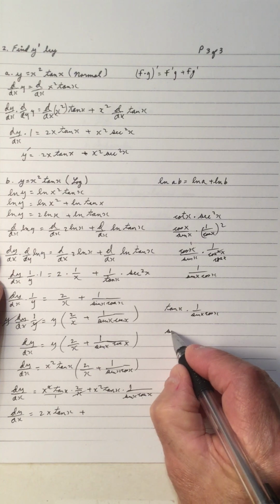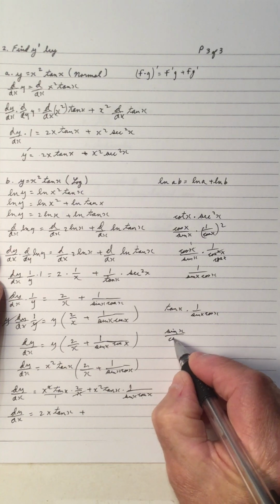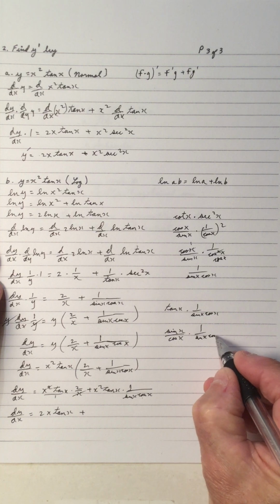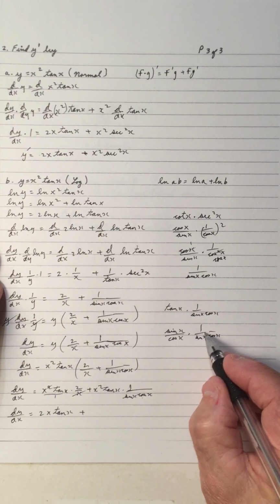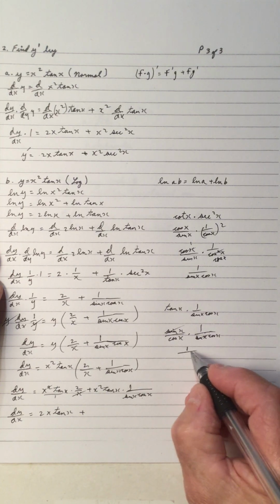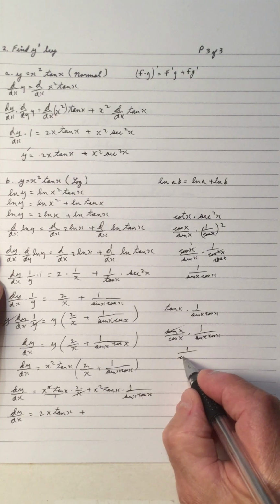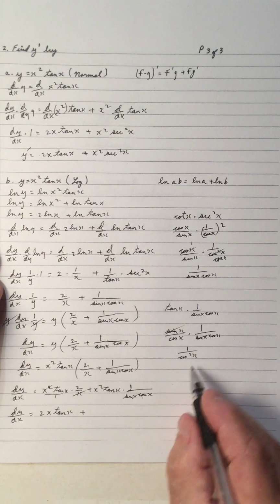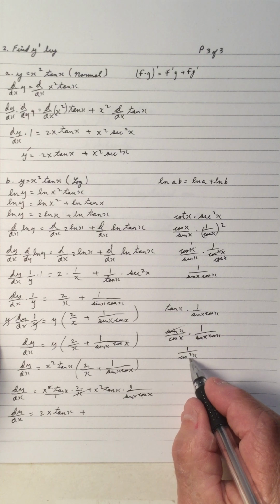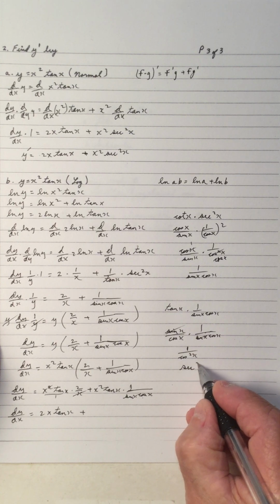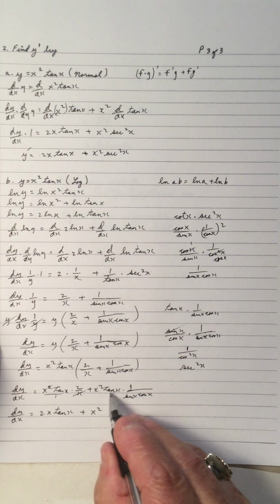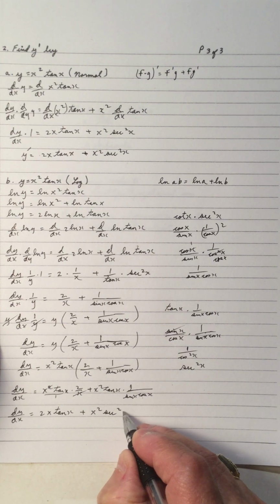So tan x is sine x over cos x times 1 over sin x cos x. Because we're multiplying fractions, we can cancel top to bottom. Sine cancels. So we get 1 over cos x times cos x, which is cos squared x. And we look back, 1 over cos squared x is the same as secant squared x. So this simplifies to x squared secant squared x.